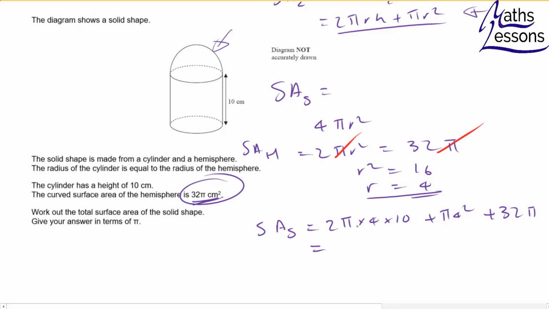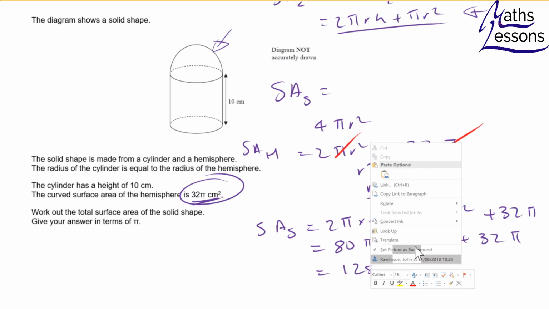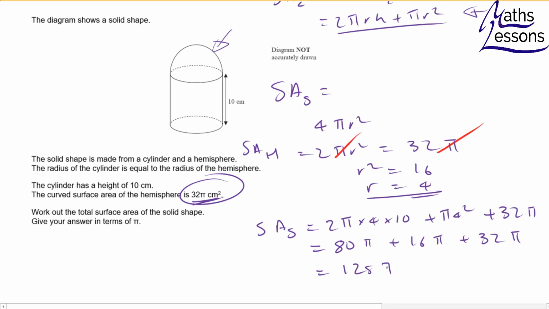So therefore we've got 2 times 4 times 10, that's 80 pi, plus 16 pi, plus 32 pi. I'm going to add the 16 to the 32, that's 48, onto the 80 gives me 128 pi as my final answer.